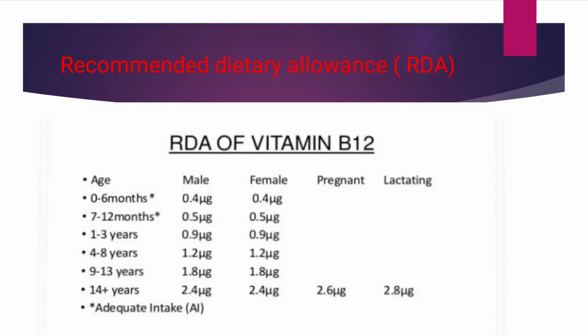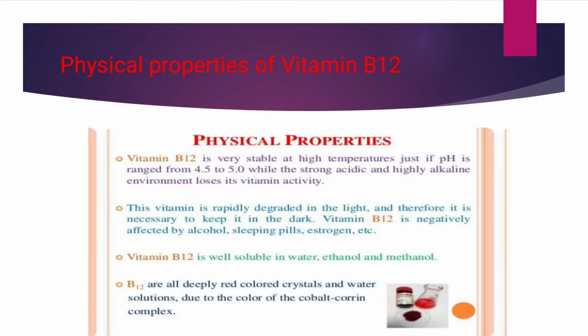Then the recommended dietary allowance of vitamin B12. Between 0 to 6 months, it requires 0.4 microgram for male and female. Between 7 to 12 months, it requires 0.5 microgram for male and female. Between 1 to 3 years, it requires 0.9 microgram. Between 4 and 8 years, it requires 1.2 microgram. Between 9 to 13 years, it requires 1.8 microgram. And above 14 years, it requires 2.4 microgram for male and female of vitamin B12.